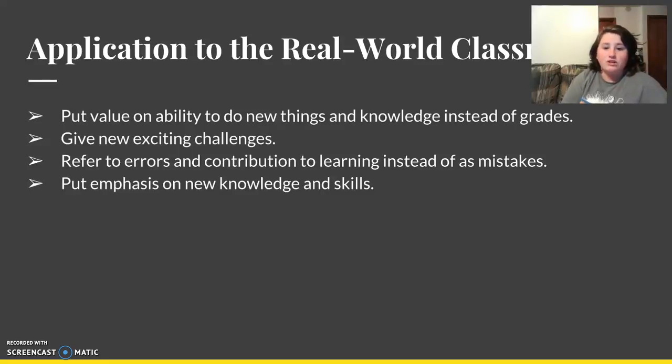Put emphasis on new knowledge and skills. When a student says, oh, hey, I learned this, put your emphasis on that. Say, good, you learned something. That's great.